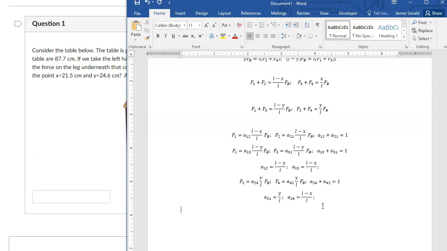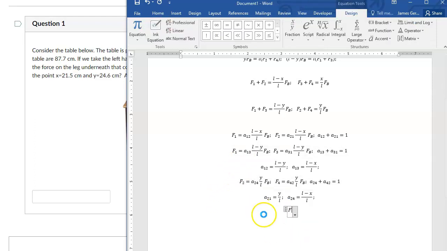And let's do F3. So F3, right? So we're going to say F3 then. We've got one equation for F3. F3 is A31 onto 1 minus Y over L times FB. So let's pick this one. That's where we are now.